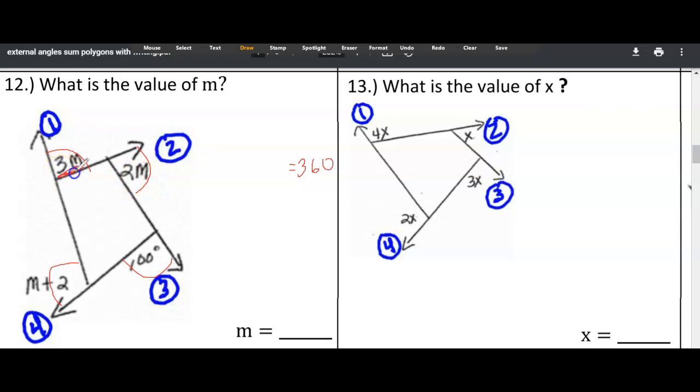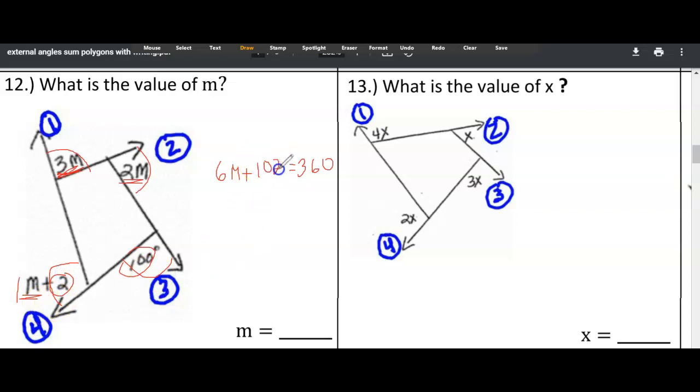So now we're going to add all these up. So 3M plus 2M. This one doesn't have an M. Here's 1M. So 3M plus 2M is 5M, plus one more M gives you 6M, right? 3 plus 2 is 5M, plus 1M gives me 6M. Now, I don't have any degrees here. Here's 100, and here's a 2. So 100 plus 2 is 102.